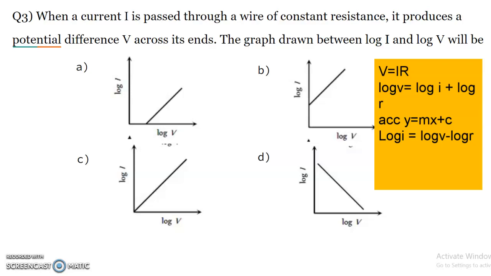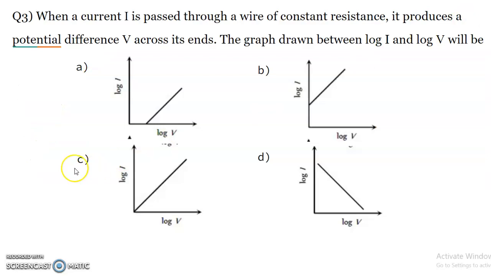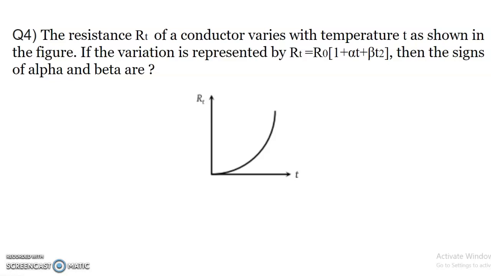From this information, we can draw the graph to be like this. That is, it is going to have a positive slope which meets the negative axis like this at this point. So from these graphs, we can see that option A will be the answer. Now let us check this. Yes, the answer is option A. Now moving on to the fourth question.